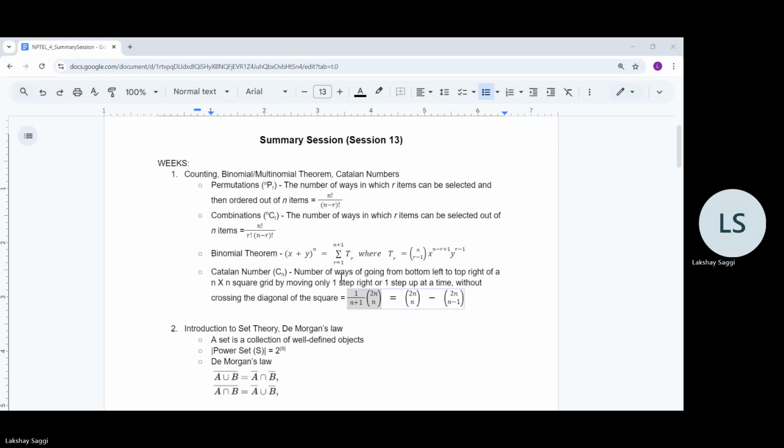So that's how it comes out to be equivalent to the sum of plus ones and minus ones, these Catalan numbers. These Catalan numbers have various applications. That is very good.